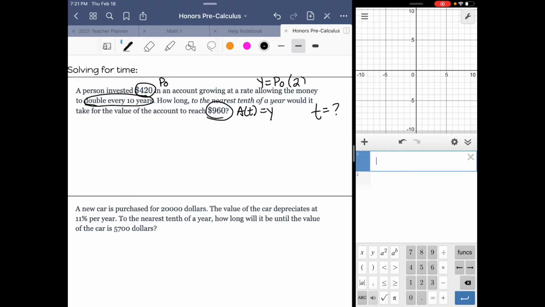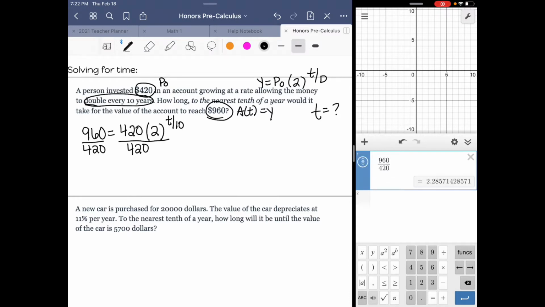So we're going to plug in everything we know. The future value is 960. The initial value was 420 times 2, and it takes 10 years to double. We don't know the time, so we're going to have to solve for t using our logarithmic equations. We start by dividing by 420, so 960 divided by 420.